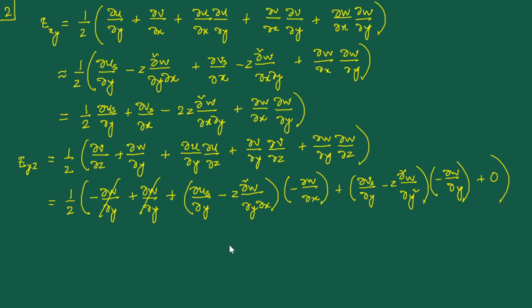Now we had earlier said that the del w del x is larger than del u del x as well as del v del x, and del w del y is larger than del u del y and del v del y. But I think it would have been better if I had just said that these two terms, del w del x and del w del y, are of the same strength.